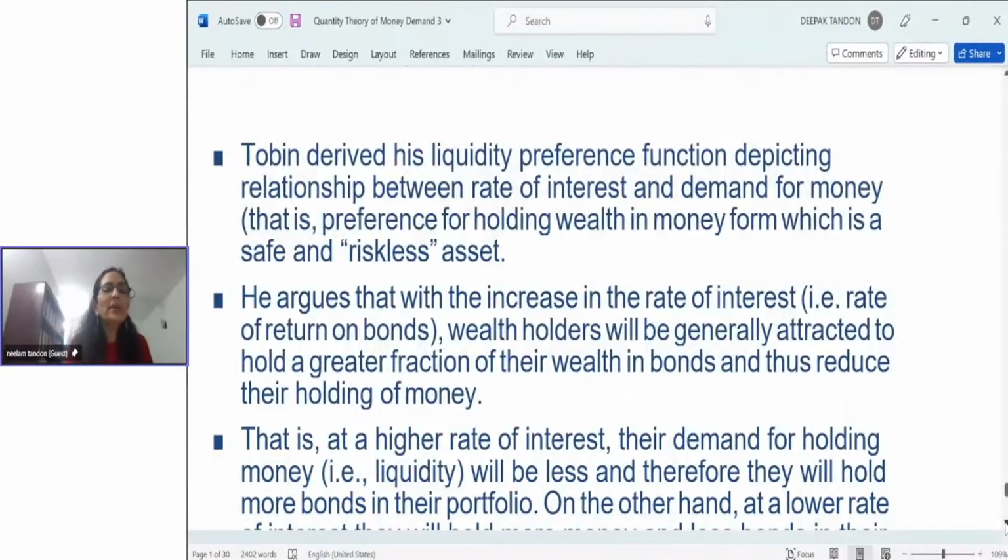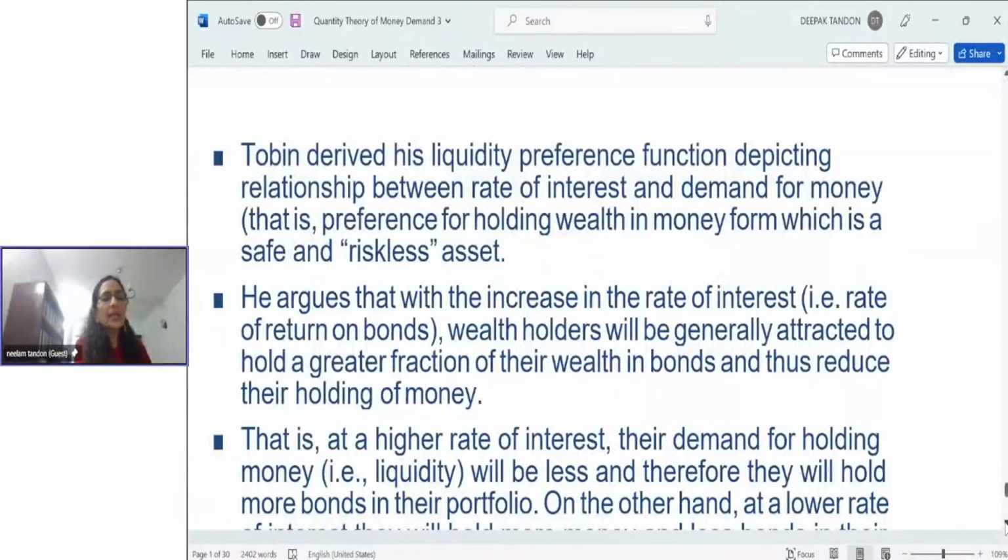So Tobin derived his liquidity preference. You remember we had shared Keynes' concept. Keynes had given three money demand categories: transactive motive, precautionary motive, and speculative motive. And these were all based on the basic principle of liquidity preference. Liquidity preference means how much cash you want to keep. So the more cash you want to keep, the more liquidity preference you have, isn't it?